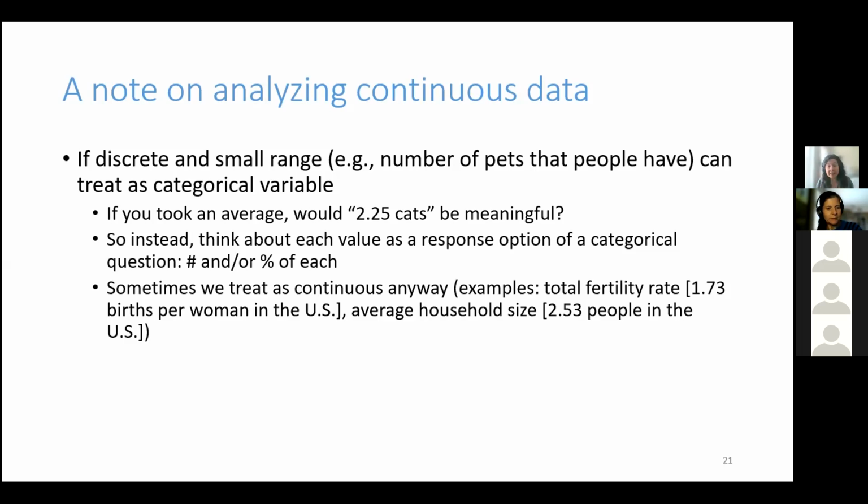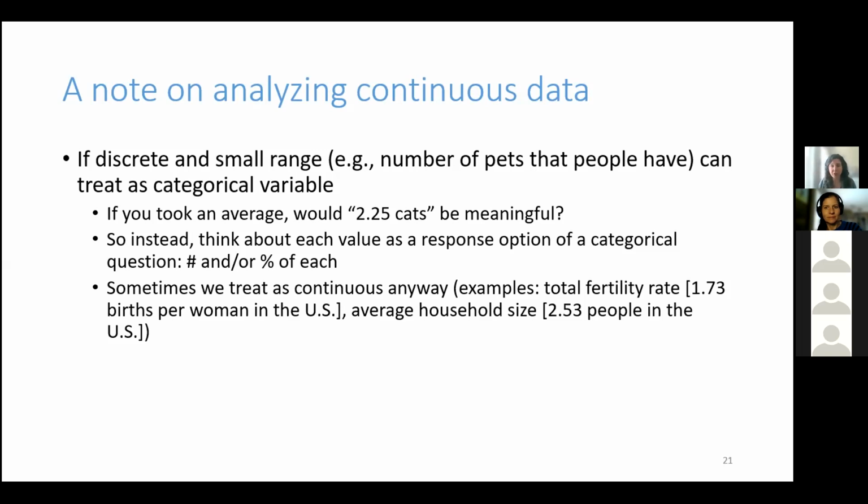There are plenty of examples where we take things that are discrete and a small range and we treat it as continuous. Like the total fertility rate. 1.73 births per woman in the US is the fertility rate right now. You know, what's a 0.73 birth? But that's something we report as a continuous variable, even though it's discrete and a small range. Same with average household size, 2.53 people.